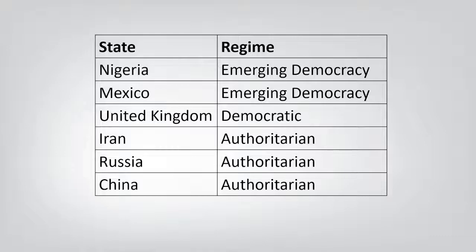Now, something cool to know is that when we look at Transparency International, we can see that Iran, Russia, and China have pretty bad scores. So that could be maybe causation or correlation. Remember, causation is kind of hard to prove in comparative governments because of so many different variables.